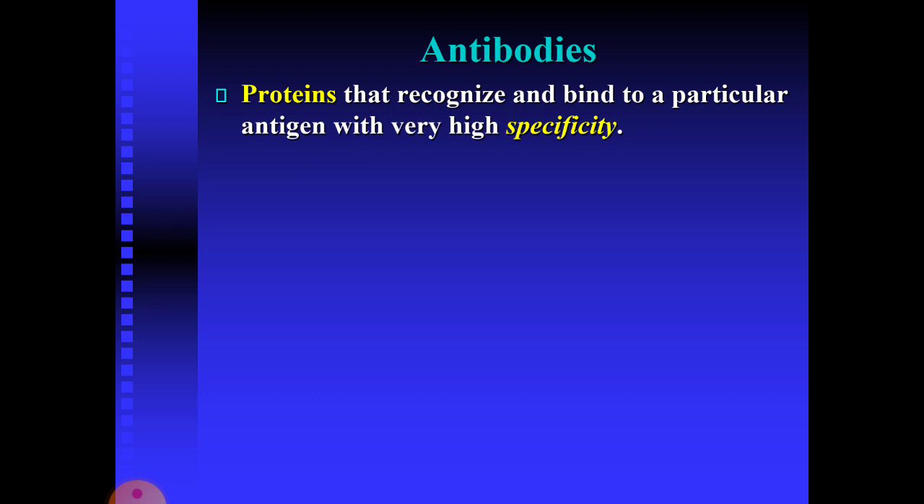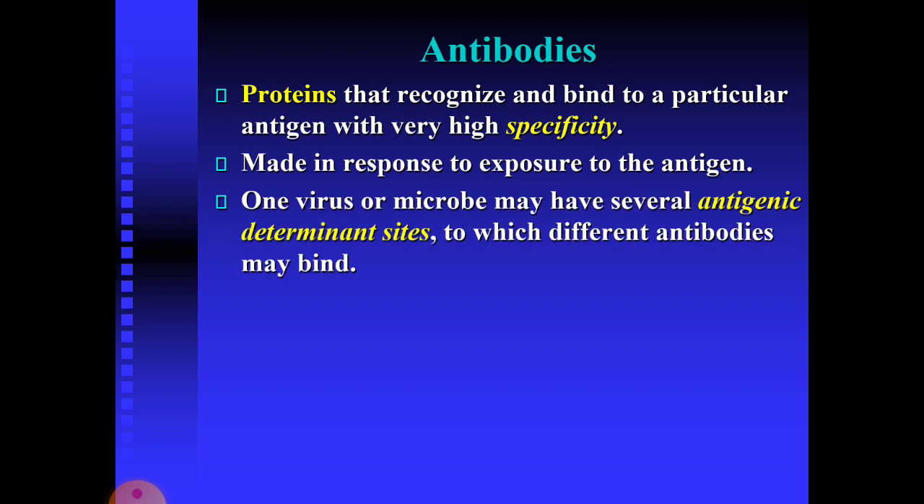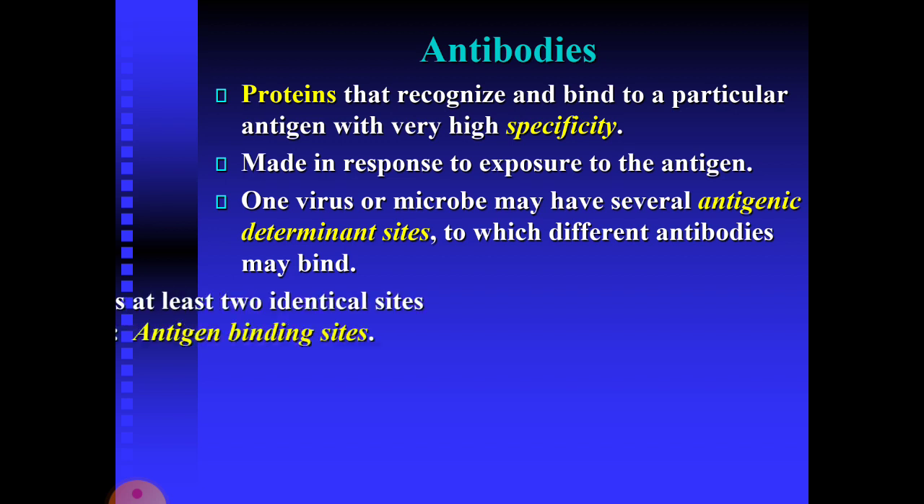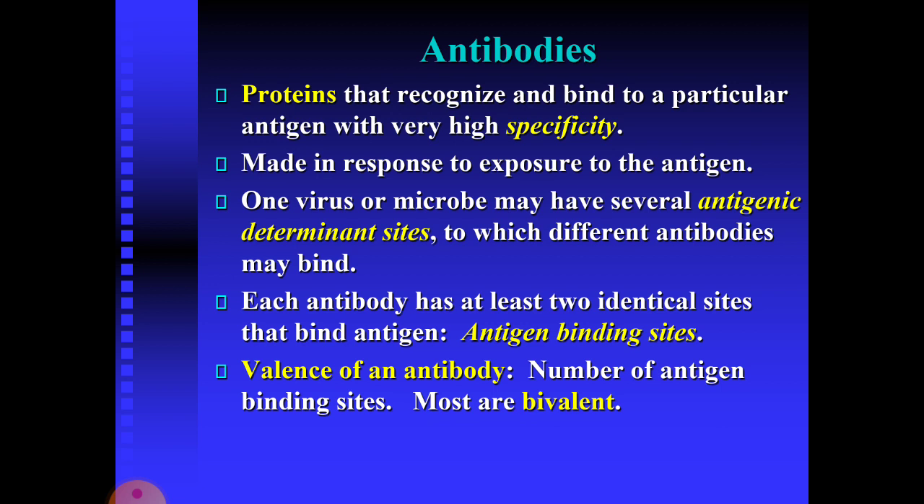Thus, proteins that recognize and bind to a particular antigen with very high specificity are known as antibodies. Antibodies are made in response to the exposure to the antigen. One virus or microbe may have several antigenic determinant sites to which different antibodies may bind. Each antibody has at least two identical sites that bind antigen, called antigen binding sites. Valency of an antibody, that is the number of antigen binding sites, is mostly bivalent.